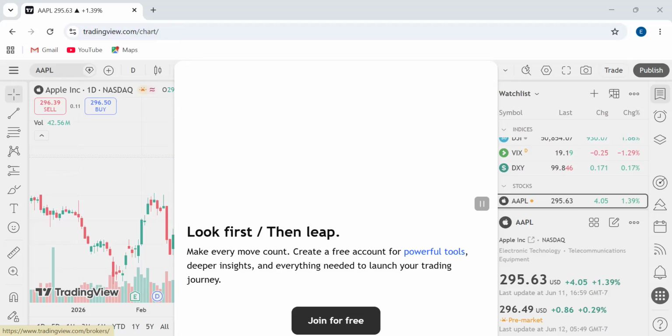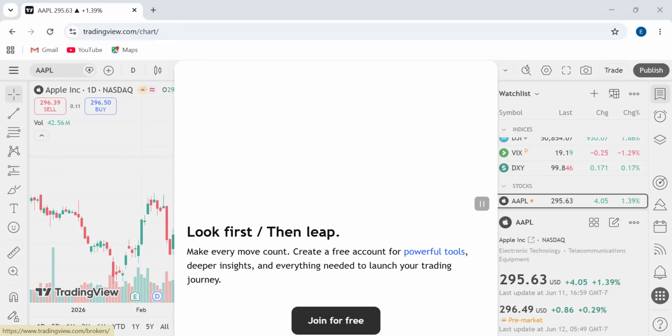Now there are about three or four types of liquidity, but I mostly use two types of liquidity. The first liquidity that we have is the inducement liquidity. That's the first type of liquidity that we have. Now, what is inducement liquidity?